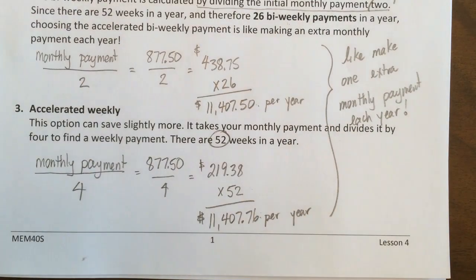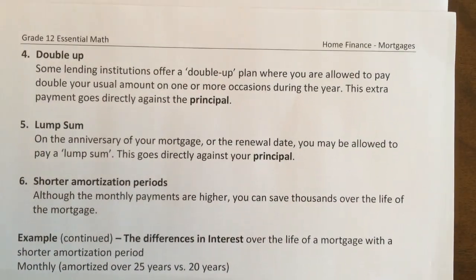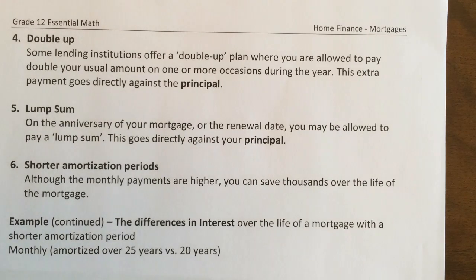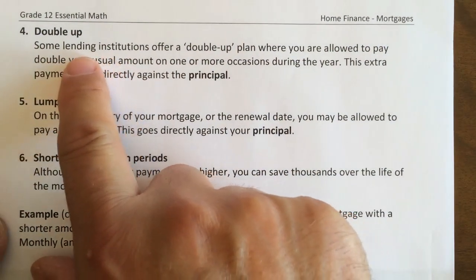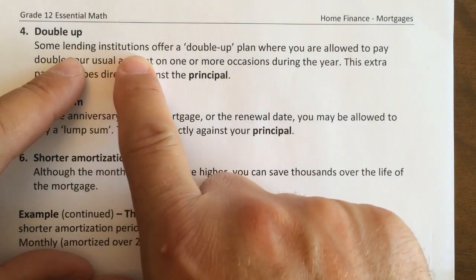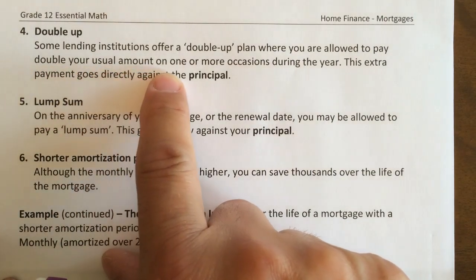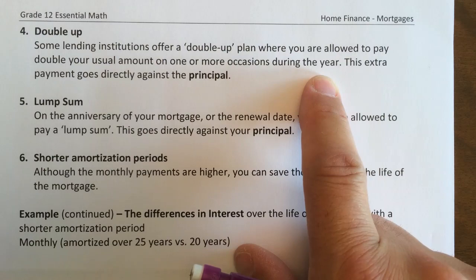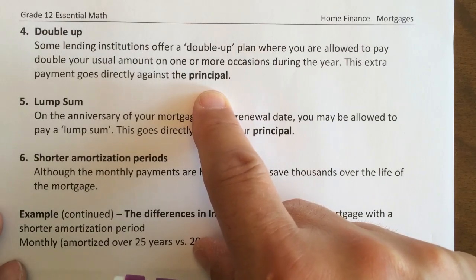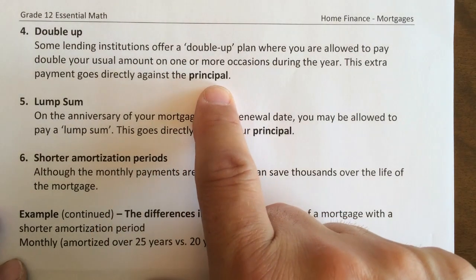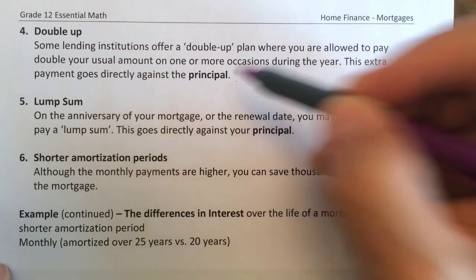All right, a couple of other things that are options, and I'm just going to show them to you real quick. Item number 4, I'm on the top of page 2, is the one called doubling up. Some lending institutions, big language there for banks or credit unions, financial institutions, offer you a double up plan where you're allowed to pay double of your usual amount on one or more occasions during the year. Okay, and these extra payments go directly against the principal. There's no interest. It isn't broken apart into 2 pieces, interest and principal payment. They go directly to the principal. And again, that's much like being able to have an extra payment go straight towards your debt.